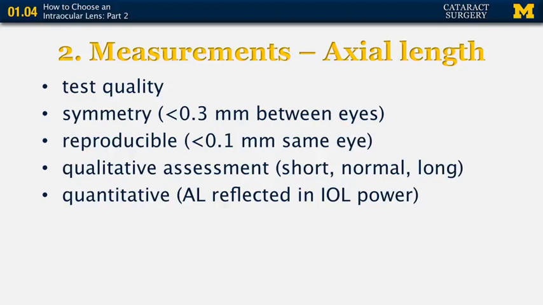So, for example, if it was a short eye, we'd expect a higher IOL power. If it was a long eye, we'd expect a lower IOL power. Also, if there's a true difference in the axial length between two eyes, we'd expect 1 millimeter difference in a normal eye to result in a 2.5 diopter difference between the two IOL power selections. Versus if it was a long eye, we'd expect about a 2 diopter difference between the IOL power selection between the two eyes. And finally, if it was a short eye, we'd expect about a 3 diopter difference between the IOL power selection.